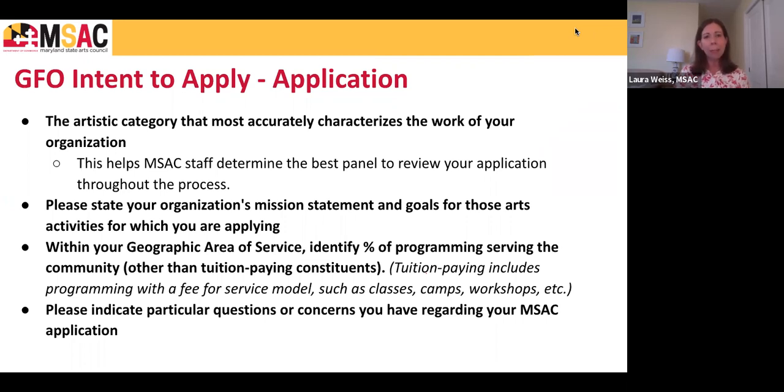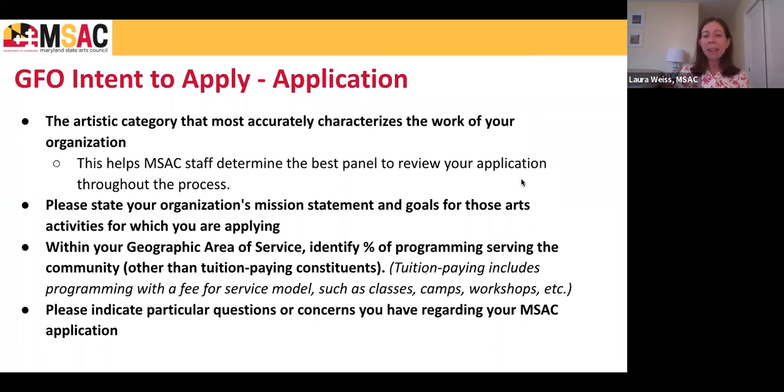I work primarily with the performing and literary arts organizations. Emily works primarily with our visual media, multidisciplinary, folk and traditional, and arts services organizations. Hopefully I didn't miss any there, Emily. I think I got them all. So that's something for you to determine in the application.